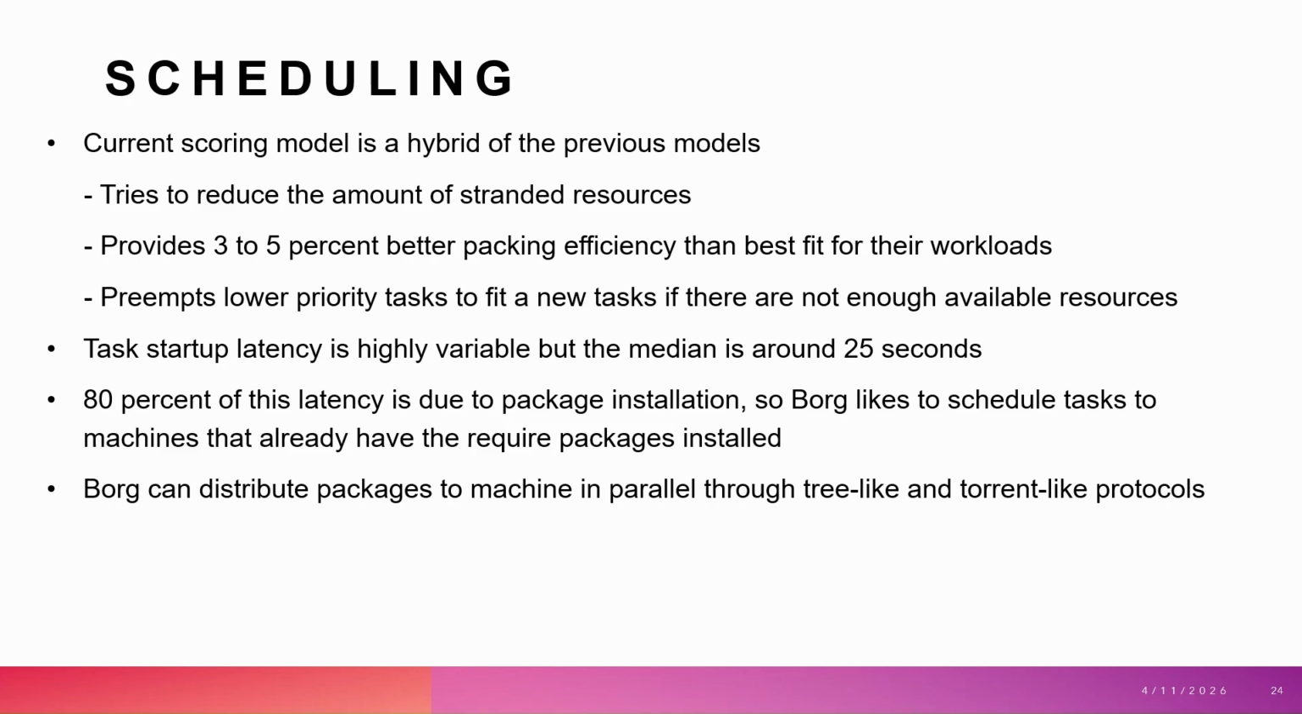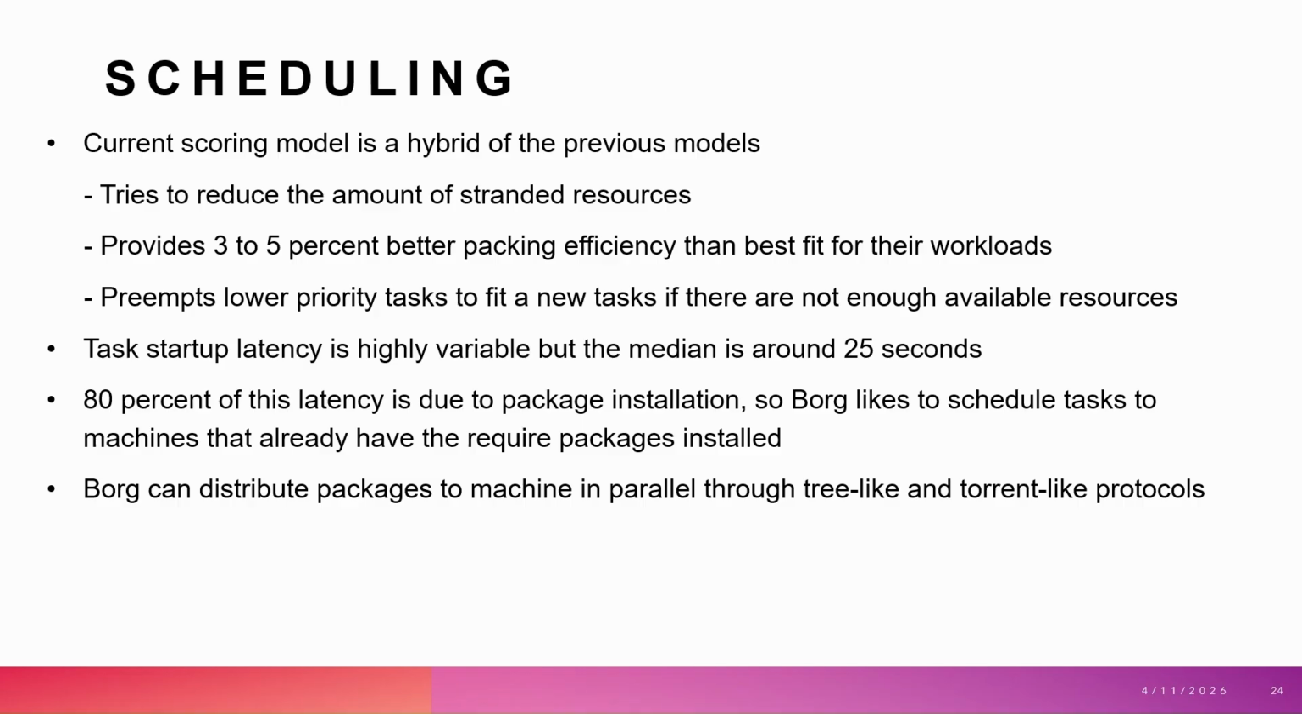So the current scoring model is actually a hybrid of the previous ones. It tries to reduce the amount of stranded resources, which are resources that can't be used because another one is fully allocated. So let's say a task needs a certain amount of this resource, and we know that the other resource is fully available, but it can't use that resource because the other resource that it needs is fully allocated. Now this method provides 3 to 5% packing efficiency, the best fit for their workloads, and it allows them to preempt lower priority tasks to fit new tasks if there are not enough available resources.